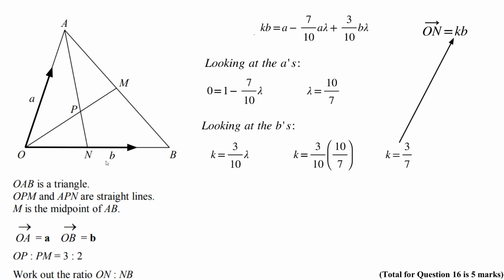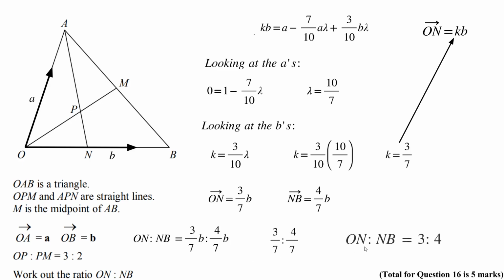So the ratio is, I'll just put that there. So O to N is 3/7 b. That means N to B is 4/7 b. So the ratio is 3/7 to 4/7 b's. And then cancel the b's, multiply by 7, and the ratio is 3 to 4.